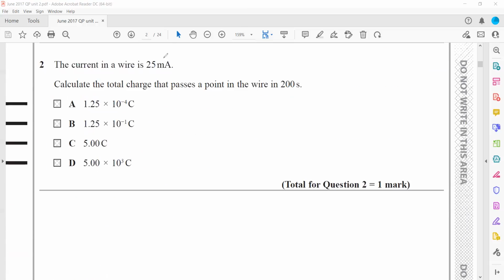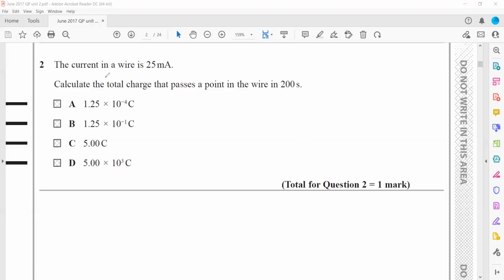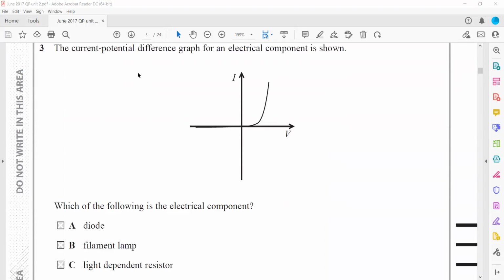Then the current in the wire is 25 milliamp. So 25 milliamp means 25 divided by 1000, so 0.025 ampere. And the time is 200 seconds. So we need the charge. The current is equal to charge divided by time, so the charge which flows through is current times time. So current is 0.025, multiplied by time, it passed for 200 seconds. When we multiply these two, we will get how much charge will pass through. That will be 5 coulombs of charge. So it's a straightforward question. You just have to use the formula I equals Q by T.